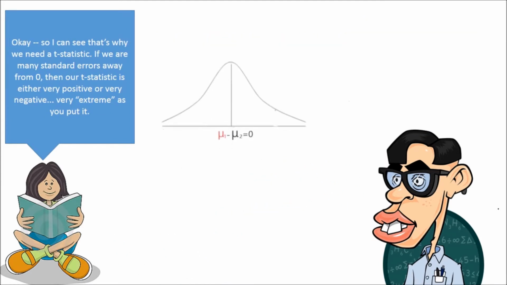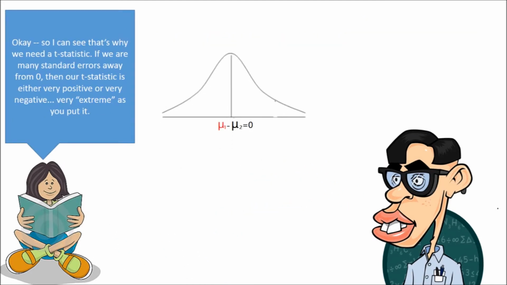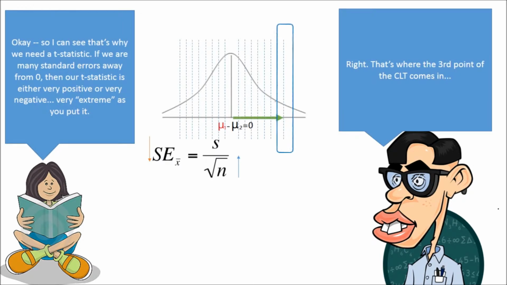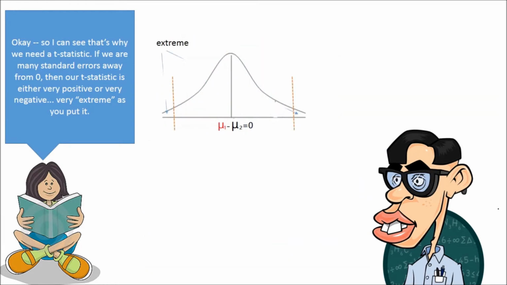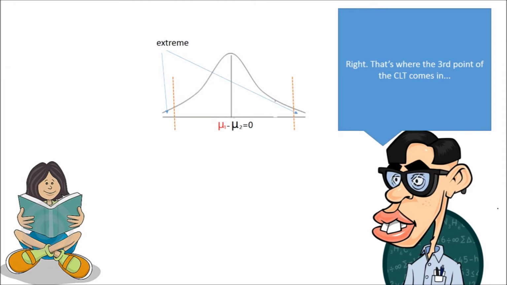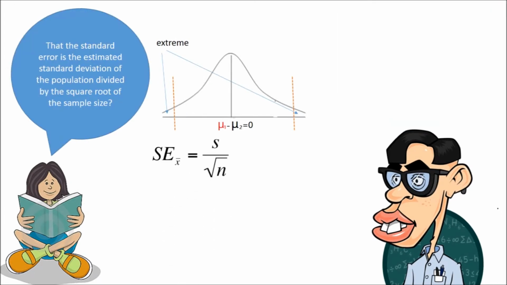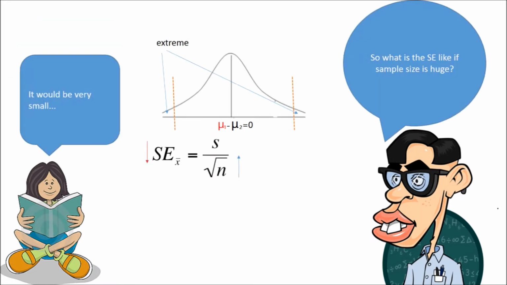Okay, so I can see that. That's why we need a t-statistic. If we are many standard errors away from zero, then our t-statistic is either very positive or very negative. Very extreme, as you put it. Right. That's where the third point of the CLT comes in. The standard error is the estimated standard deviation of the population divided by the square root of the sample size. So, what's the standard error like if the sample size is huge?